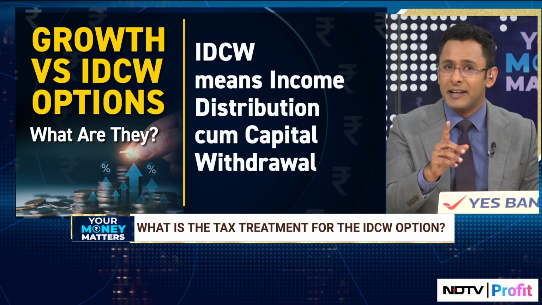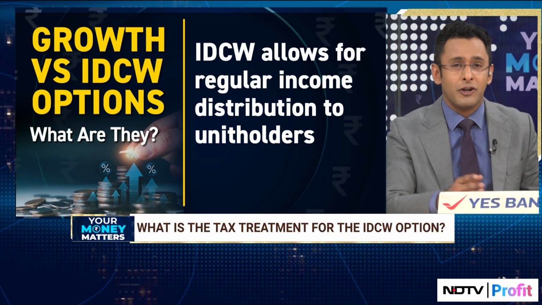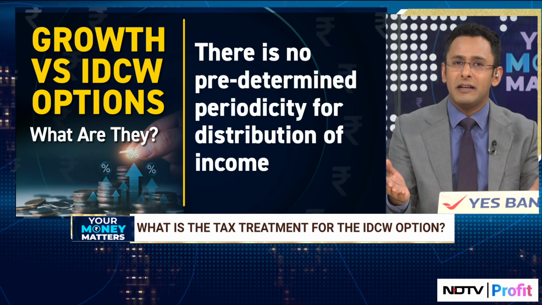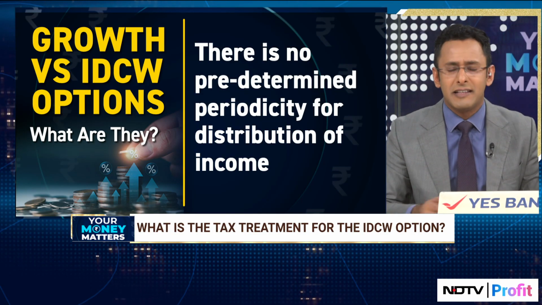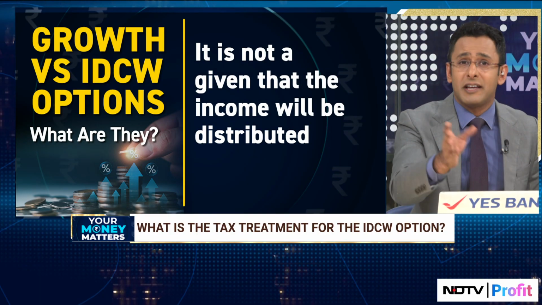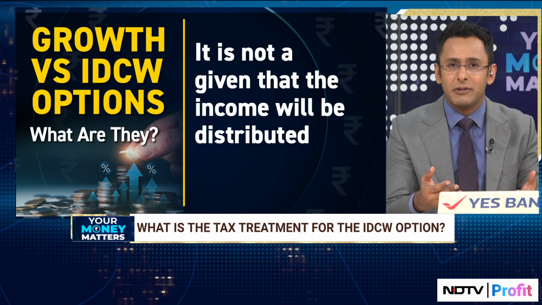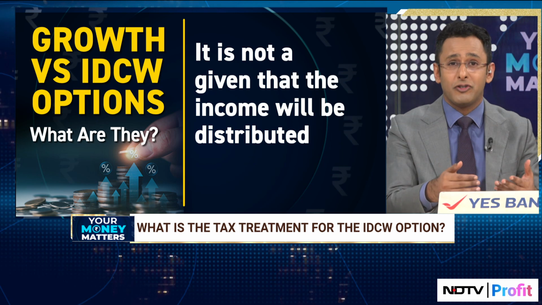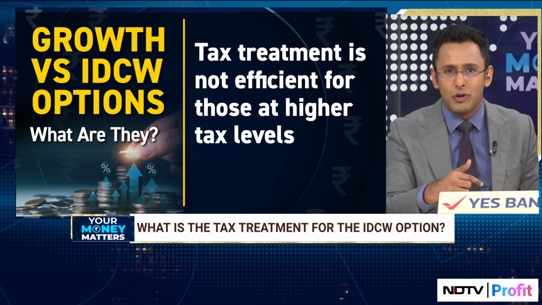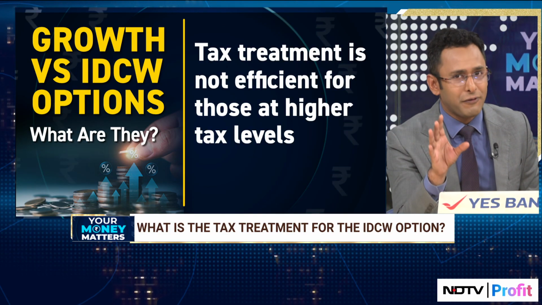Now, do bear in mind that there is no guarantee that this will take place on the 1st of April or any other date that is predefined. It could be if a fund manager decides at the end of the year that there is a substantial amount of gain, they could decide to give you a dividend. Now, because it's not predictable, that is something that you have to bear in mind. You're not going to be able to judge your cash flows based on what you get from the IDCW option. And the second aspect is, for a lot of people, this is not going to be tax efficient.